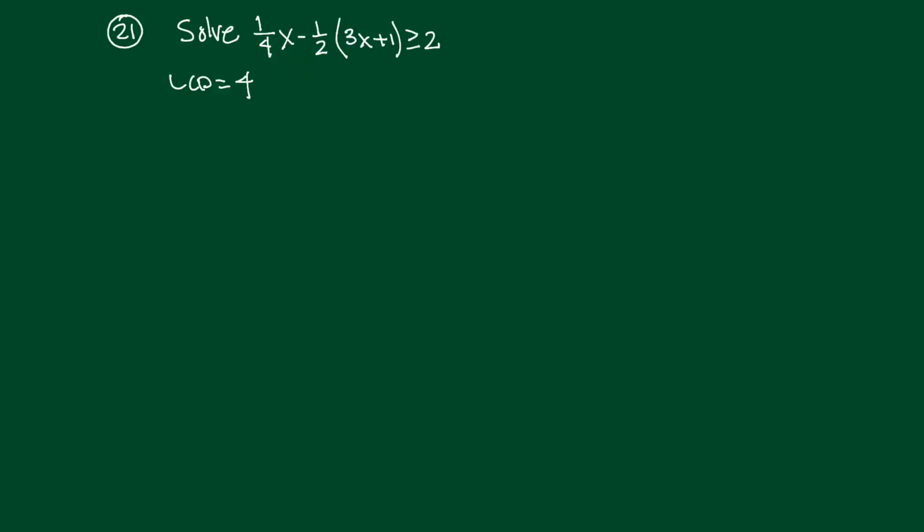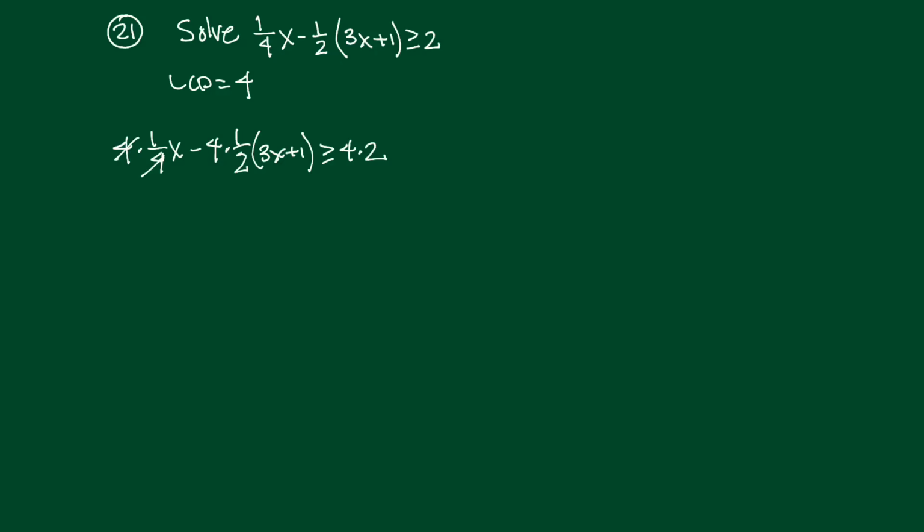And then we're going to write that 4 right alongside all three original terms. I'll write it here, here, and here. So it's going to look like this. 4 dot 1/4 x minus 4 dot 1/2, the quantity 3x plus 1, greater than or equal to 4 times 2.